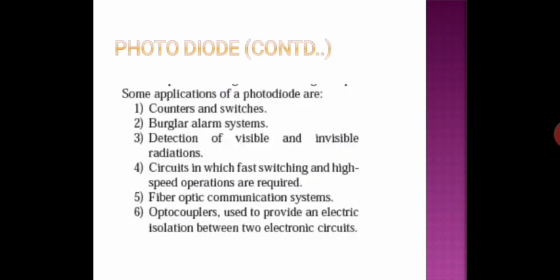Some applications of photodiodes are as below. It is used in counters and switches. Second, it is used in burglar alarm systems. Third, it is used to detect visible and invisible radiations. Fourth, it is used in circuits in which fast switching and high speed operations are required. Fifth, it is used in fiber optic communication systems. And sixth, optocouplers are used to provide electric isolation between two electronic circuits.